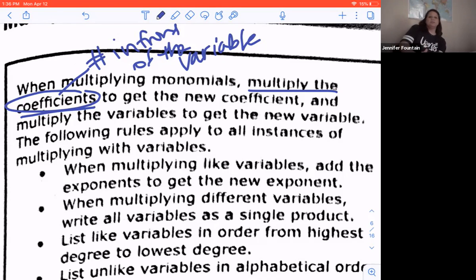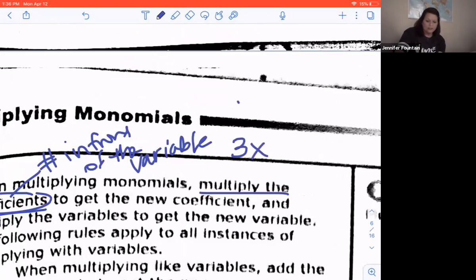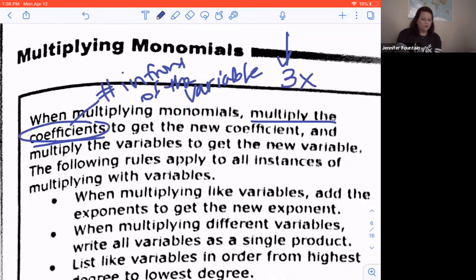Okay, so we had just said that when multiplying monomials, we multiply the coefficient. A coefficient is the number in front of the variable. So if I have 3x, my coefficient is just the number 3. You multiply the coefficients to get the new coefficient, and you multiply the variables to get the new variable.